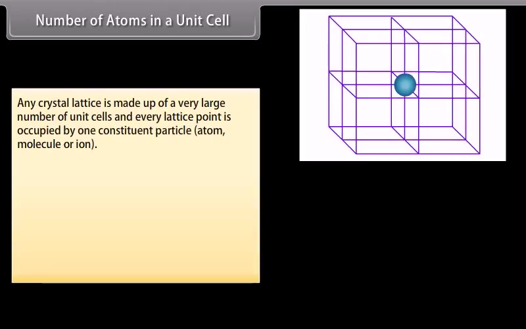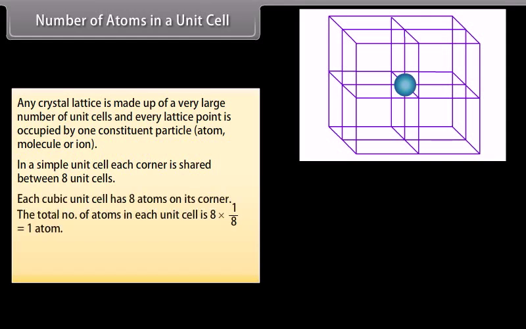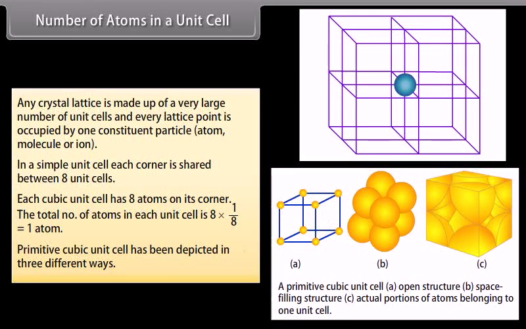Any crystal lattice is made up of a very large number of unit cells, and every lattice point is occupied by one constituent particle: atom, molecule, or ion. In a simple unit cell, each corner is shared between 8 unit cells. Each cubic unit cell has 8 atoms on its corner. The total number of atoms in each unit cell is 8 into 1 upon 8, which is equal to 1 atom.